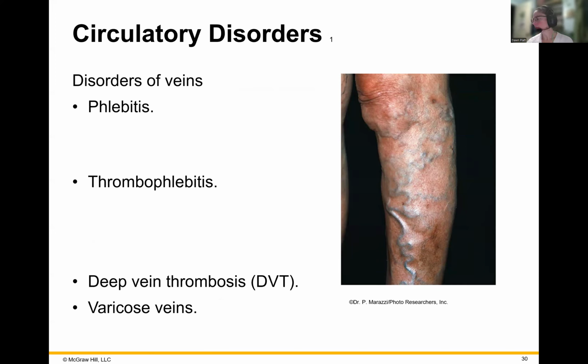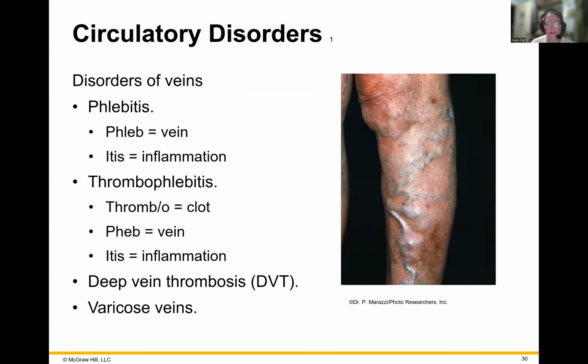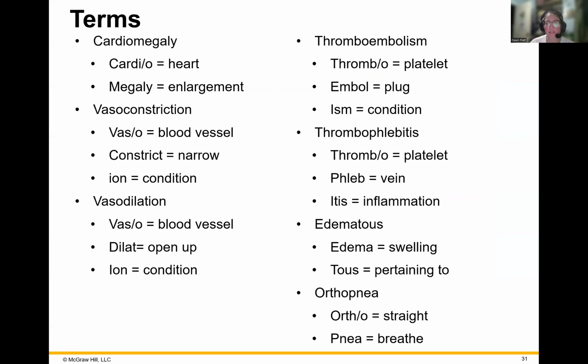Circulatory disorders: phlebitis, thrombophlebitis, deep vein thrombosis, and varicose veins. Here are some other terms that you might see: cardiomegaly, vasoconstriction, vasodilation, thromboembolism, thrombophlebitis, edematous, orthopnea.